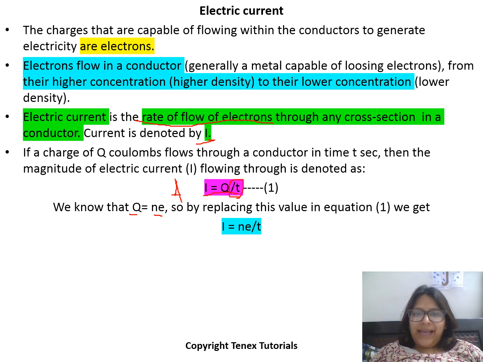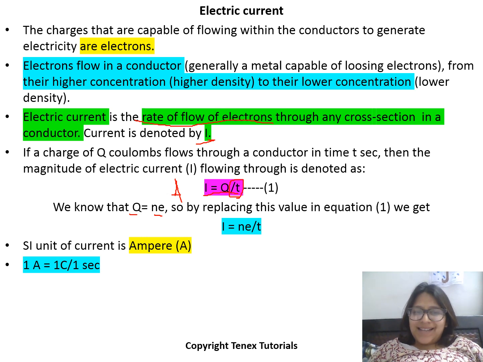So far we have seen two formulas for calculation of electrical current. One is I is equal to Q upon T, and the other is I is equal to N into E divided by T. These two formulas will be used for solving numericals based on electrical current.